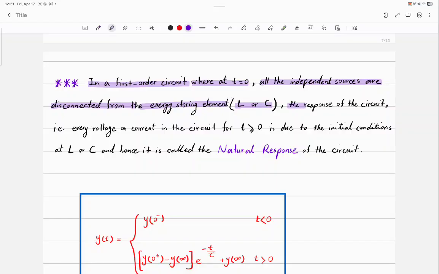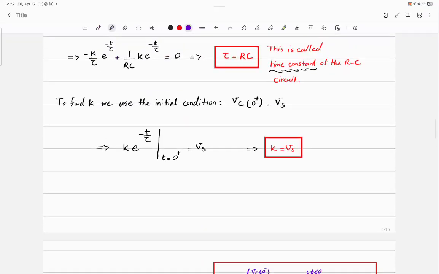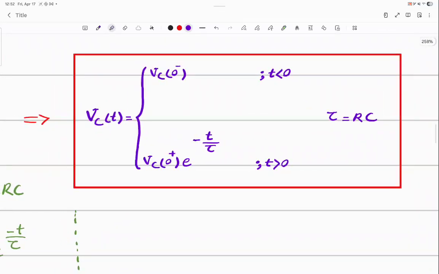Okay, so is it fair to say that the response of the circuit, the response means the variable that you're interested in, every voltage or current, whatever you're after in the circuit, the response of the circuit is not due to some external sources, is it? Let me go back here to this equation. Look at the response of the circuit for positive time. Is it due to some current source or voltage source? No, because they are already disconnected. Then what is it due to then?